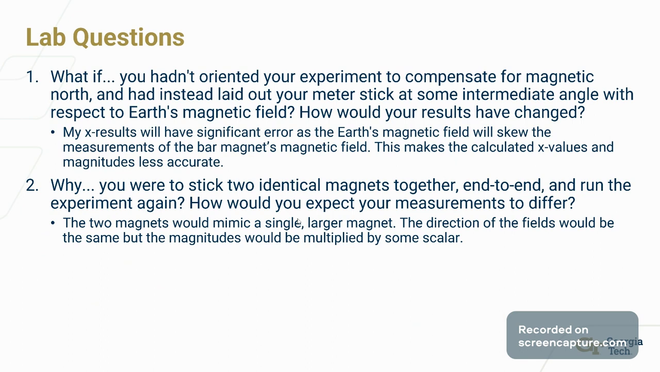So say you were to stick two identical magnets together end to end and run the experiment again, how would you expect your measurements to differ? The two magnets would mimic a single larger magnet. So the direction of the fields are going to be the same, but the magnitude would be greater and multiplied by some scalar since these two magnets would come together to make that larger magnet.